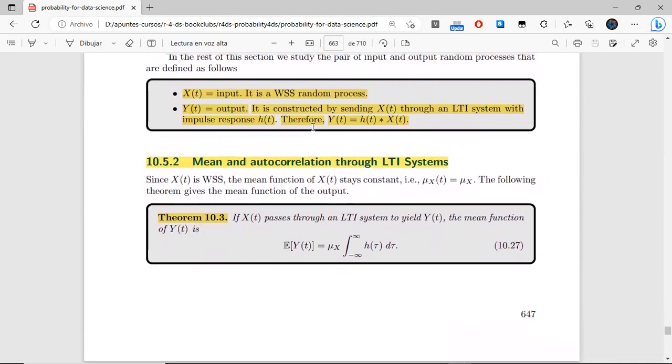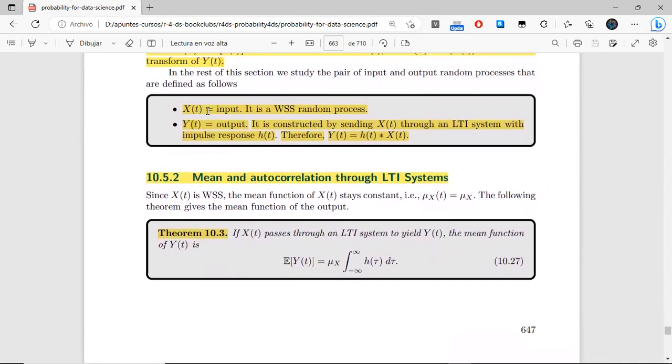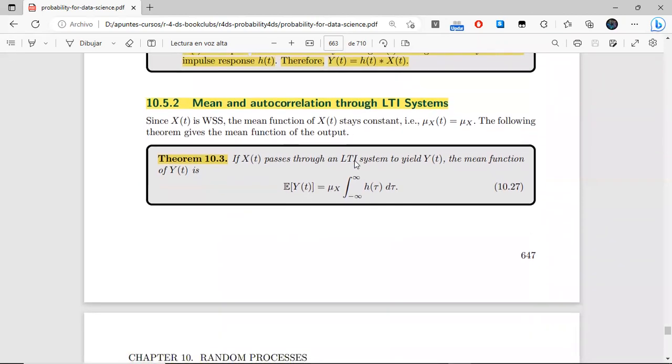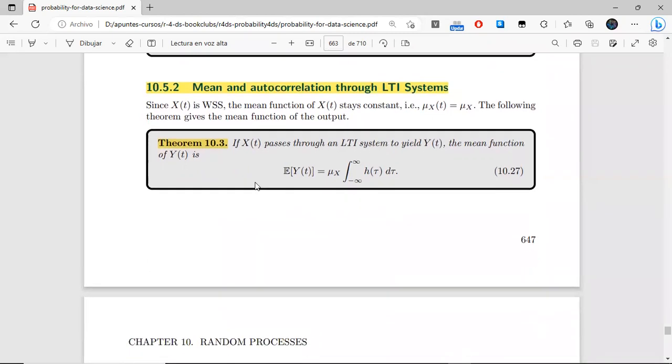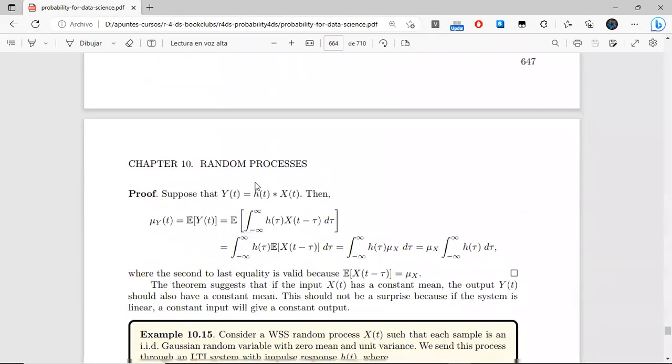What we will be working with is that the input for our LTI system is going to be a WSS random process. The output is going to be generated by sending the input random process through the LTI system. And I think we will see three or four of those. In order to take some measurements related to these LTI systems, we have to define some terms.